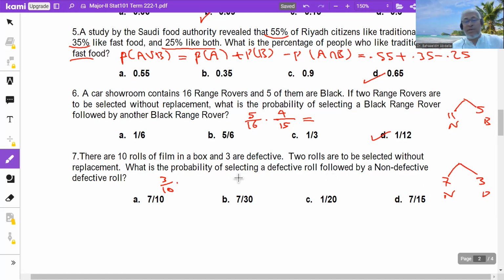Non-defective, 7, but we selected 1 defective, so the number of rolls now is 9. Okay, so we will have 7/30. So the answer is 7/30 if you use the calculator.